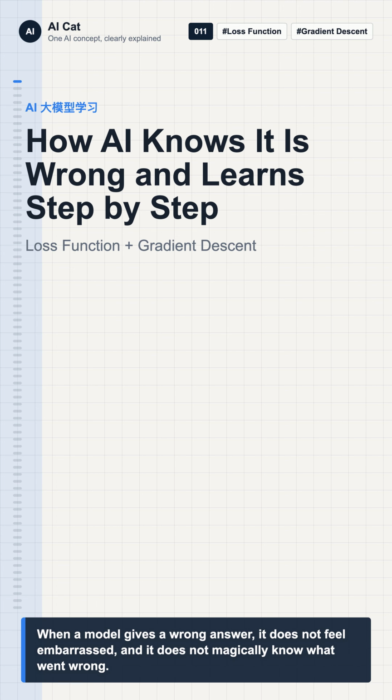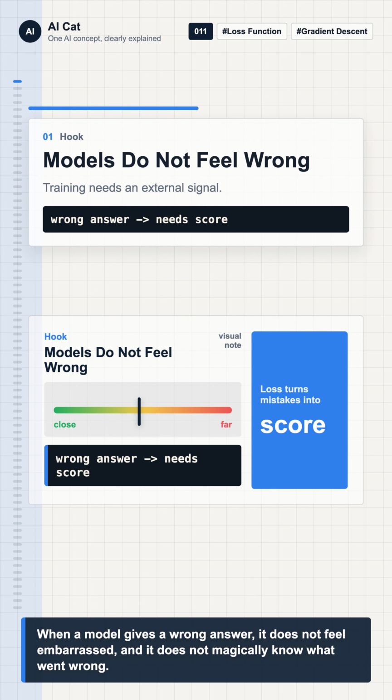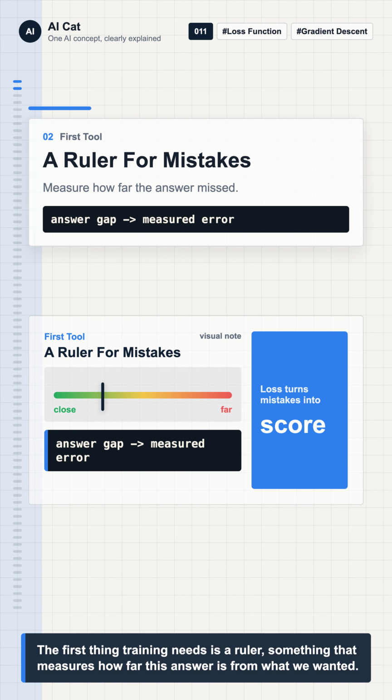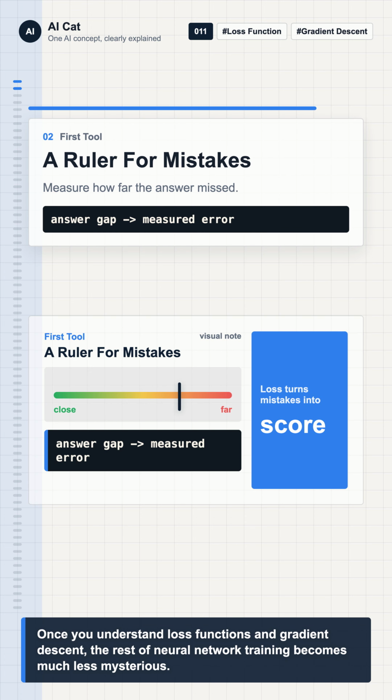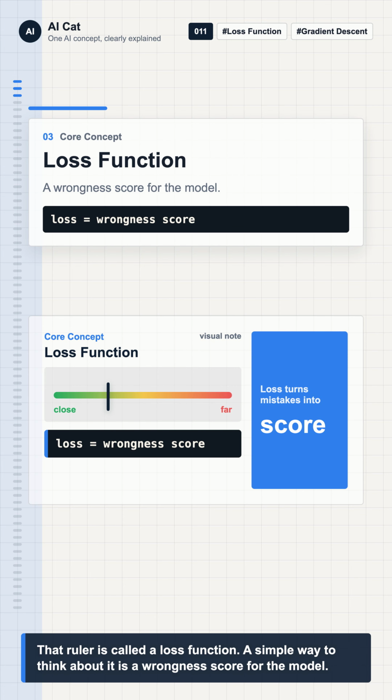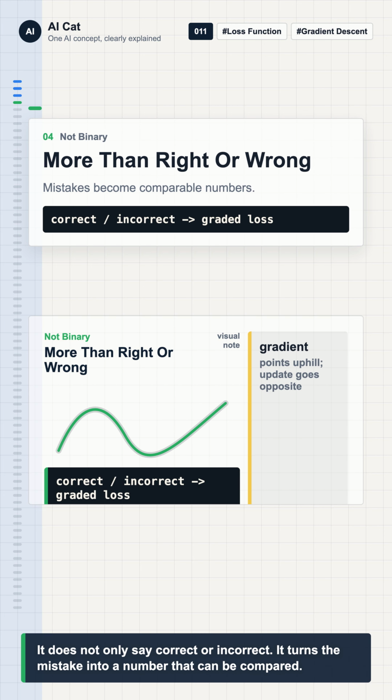When a model gives a wrong answer, it does not feel embarrassed, and it does not magically know what went wrong. The first thing training needs is a ruler, something that measures how far this answer is from what we wanted. That ruler is called a loss function. A simple way to think about it is a wrongness score for the model. It does not only say correct or incorrect, it turns the mistake into a number that can be compared.